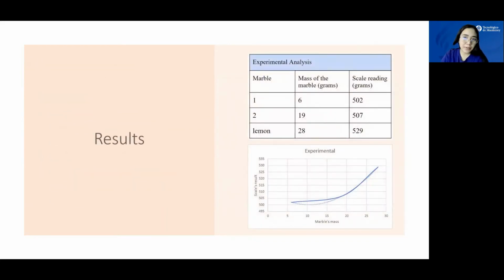So these were my results. They're explained in a chart which has the number of the marble, the mass of the marble, and the scale reading after introducing it with a cord. And on the bottom, we can see the graph, which compares the marble's mass, the scale's result, and a trend line, which is dotted there.